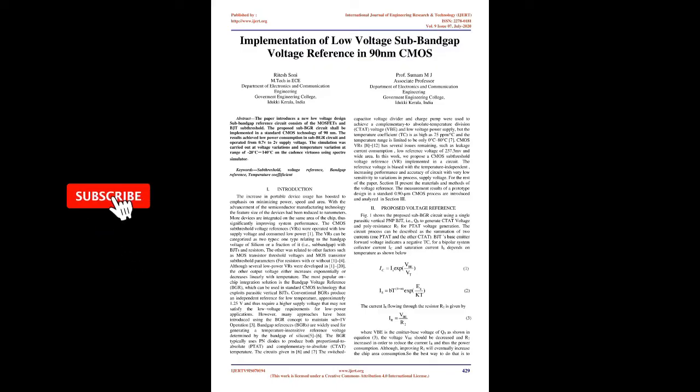Implementation of low-voltage sub-bandgap voltage reference in 90nm CMOS. Abstract. The paper introduces a new low-voltage sub-bandgap reference circuit design consisting of MOSFETs and sub-threshold BJTs. The proposed sub-BGR circuit is implemented in a standard 90 nm CMOS technology. The results achieved low power consumption in the sub-BGR circuit, which operated from a 0.7 V to 2 V supply voltage.